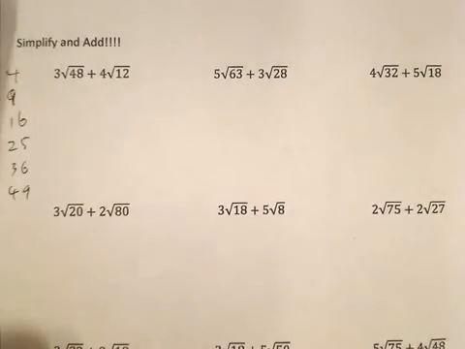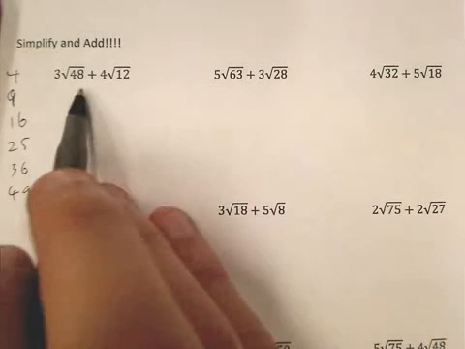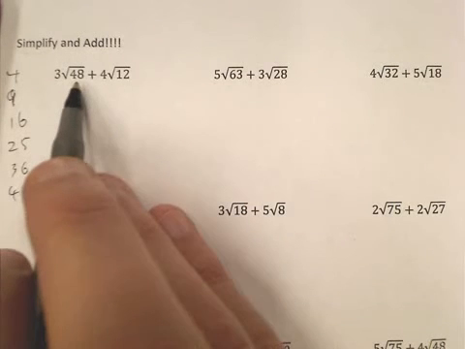Alright, y'all. Let's look at a couple of these. We have to do basically what we did above, and then add them together. So let me show you what that is in a minute here. So this is square root 48.